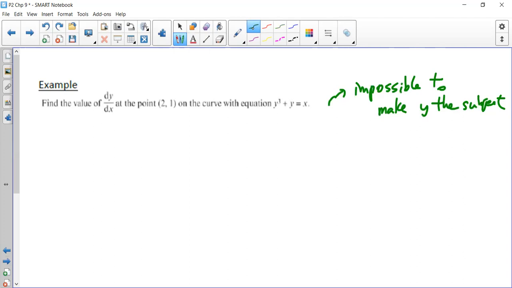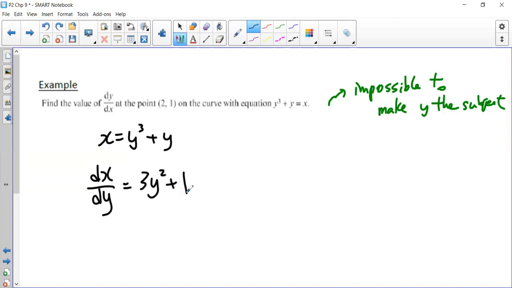So what we're going to do is, instead of trying so hard to make y the subject, we are going to do dx by dy instead. So I'm going to write x equals y cubed plus y. So we need dx over dy. In other words, I'm differentiating x with respect to y. So y is my variable to differentiate. So I differentiate normally, it's just y being my variable. So 3y squared plus 1.